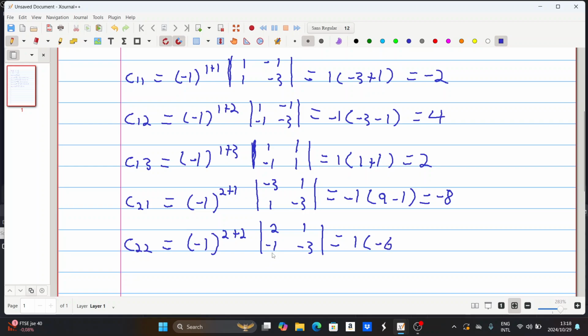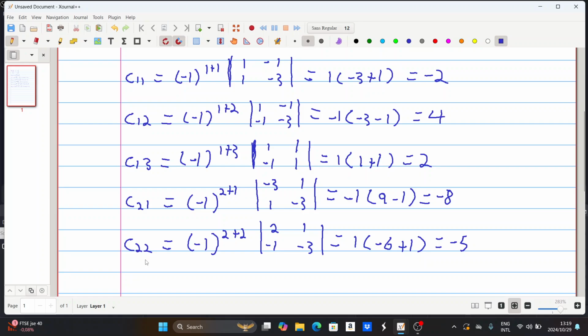And then minus 1 times 1 is minus 1. So it's going to be plus 1. Doing a determinant of that, minus 6 plus 1 is going to be minus 5 times 1. It's minus 5. Then we have negative 5 for our next cofactor.